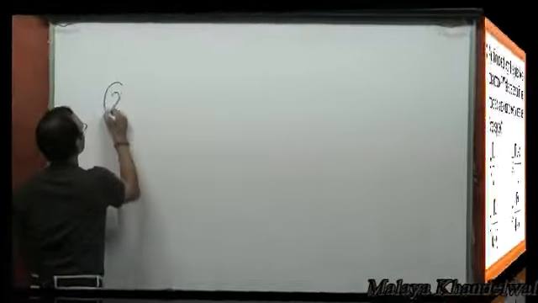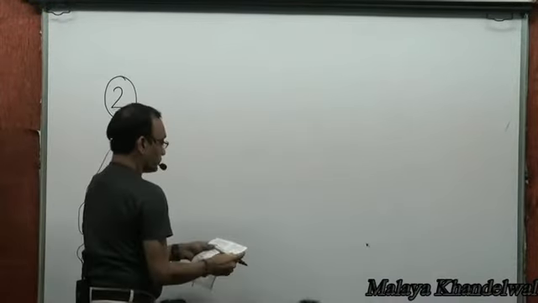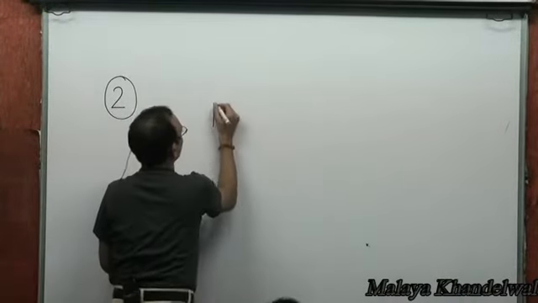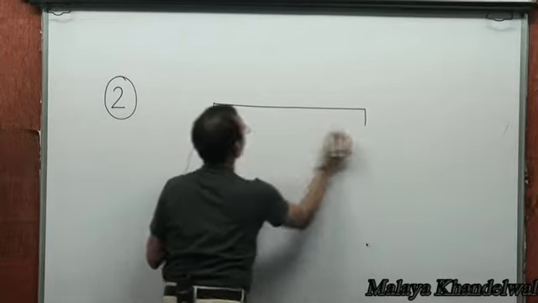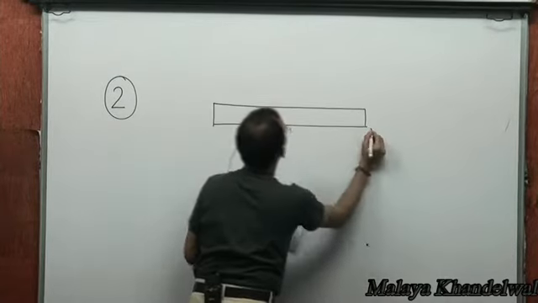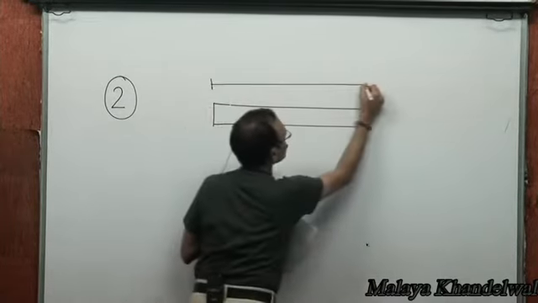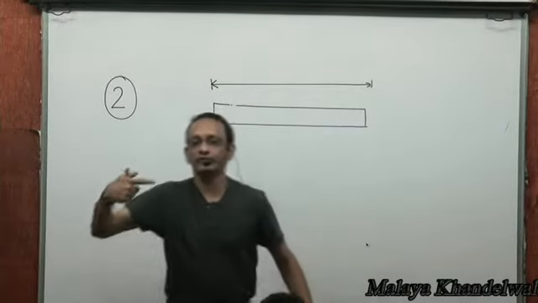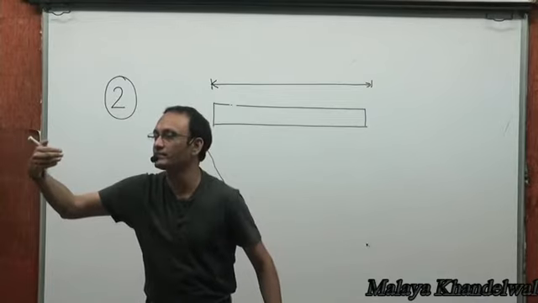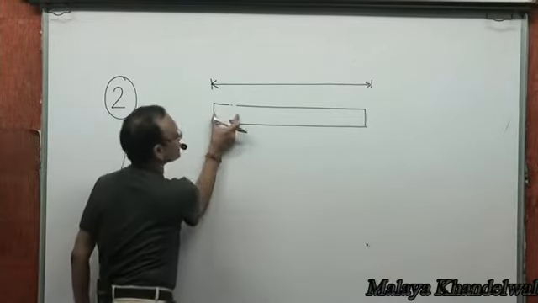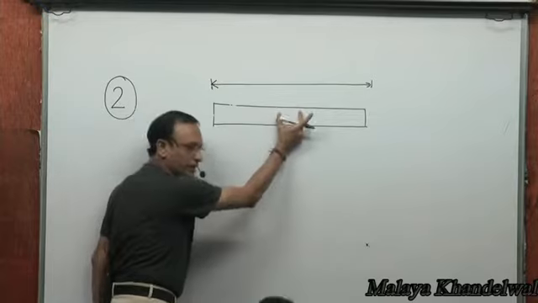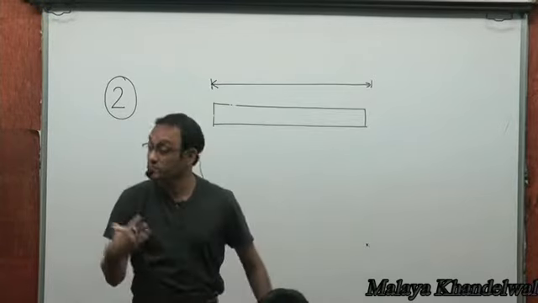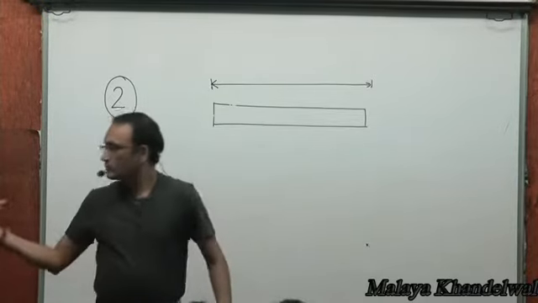Problem 2. There is a uniform rope of length L. When I say uniform, what does it mean? Same mass per unit length at all places. The mass per unit length is the same. See, if I take a unit length here, or I take a unit length here, or I take a unit length here, then it will have the same mass, right?